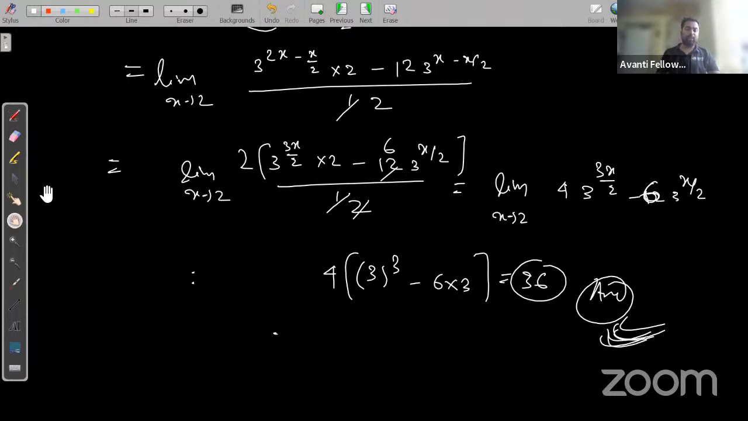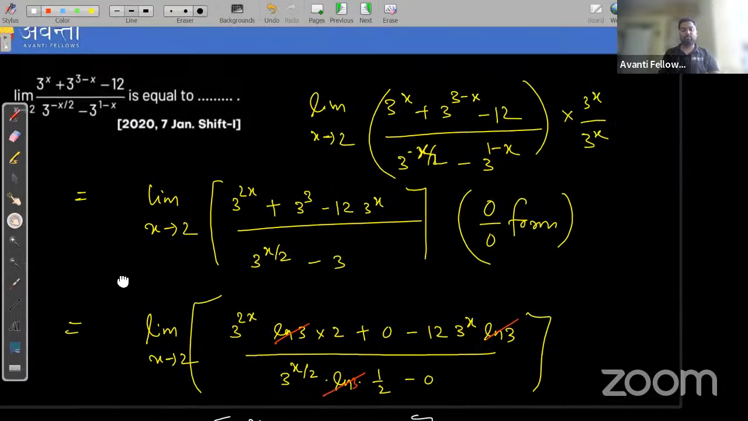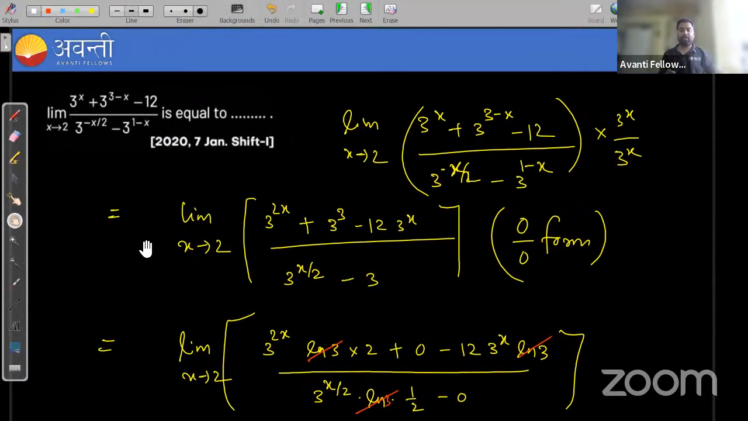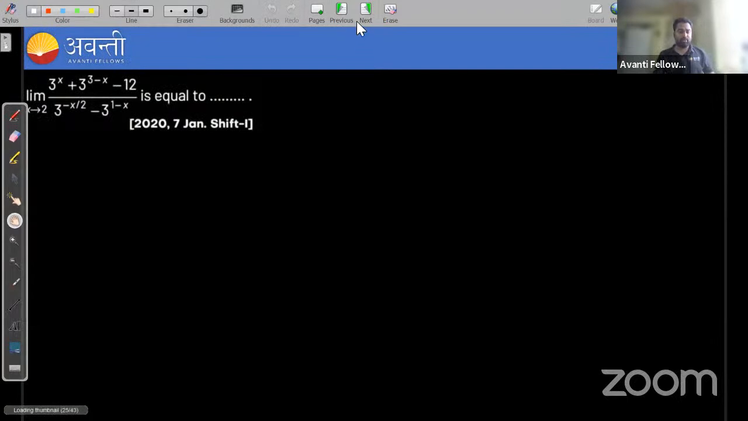So by using L'Hopital's rule, you can solve the questions easily. This is the best way when you are getting the form 0 by 0 or infinity by infinity. Clear? Chalo, so let's move to another question here.